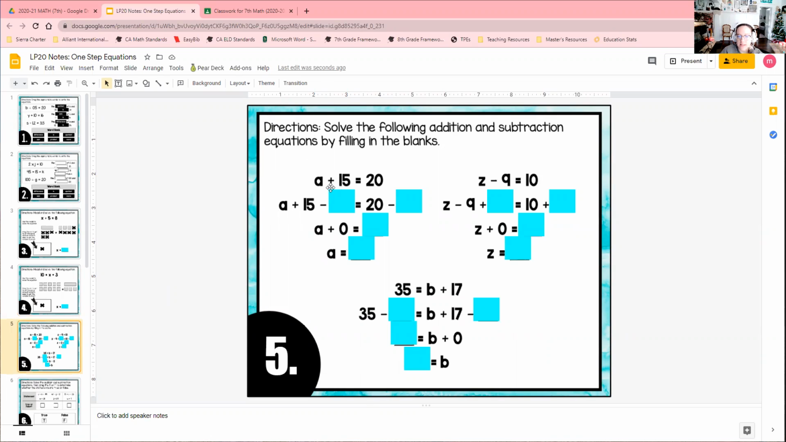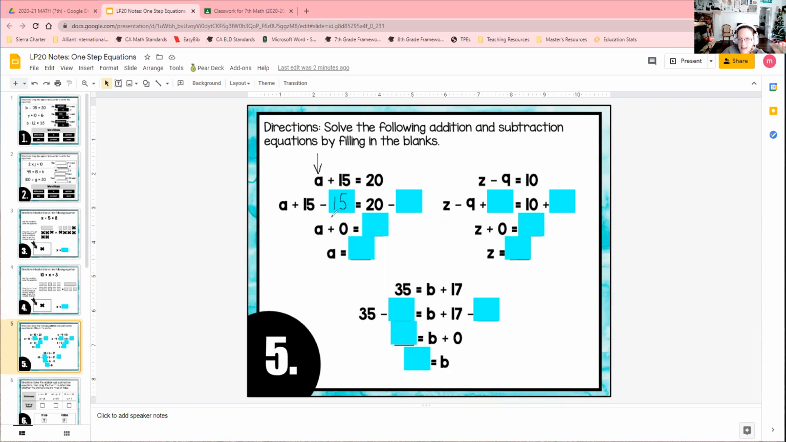So if my equation is a plus 15 equals 20, I want to first figure out, well, if a is right here, what do I need to do? What do I need to move away? So this plus 15 is hanging out with it, so we are going to get rid of that positive 15. In order to cancel that out, you want to do the opposite, right? You're looking for a zero pair here. So positive 15 and negative 15 are going to give us that zero pair.